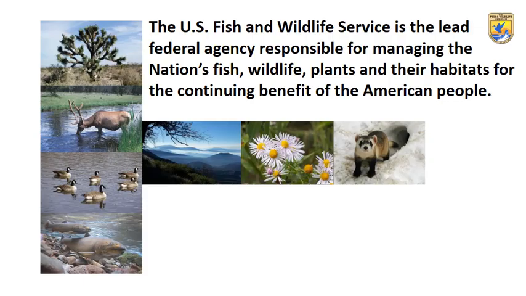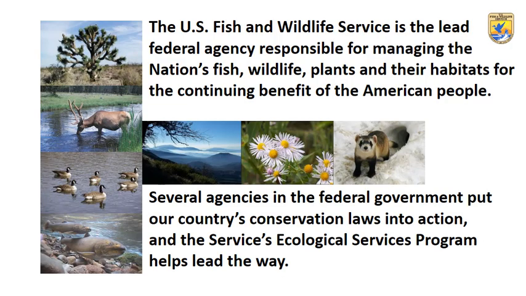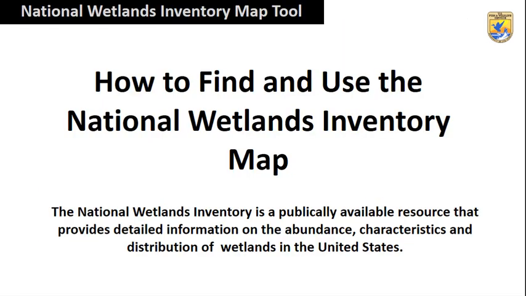The U.S. Fish and Wildlife Service is the lead federal agency responsible for managing the nation's fish, wildlife, plants, and their habitats for the continuing benefit of the American people. Several agencies in the federal government put our country's conservation laws into action, and the service's Ecological Services program helps lead the way. The National Wetlands Inventory is a publicly available resource that provides detailed information on the abundance, characteristics, and distribution of wetlands in the United States.